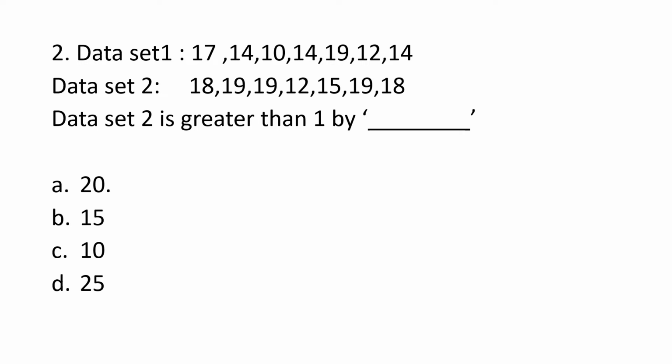And the second question is, we are given two different data sets, data set 1 and data set 2, and we are asked: data set 2 is greater than data set 1 by blank. It is very simple, guys. Just find the sum of all the elements in data set 1 and the sum of all elements in data set 2, and find the difference, and the difference will be your answer. The final answer you will get is 20.